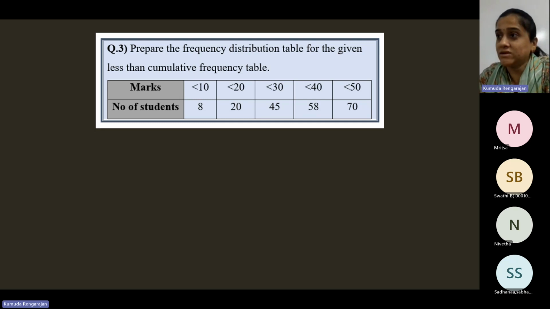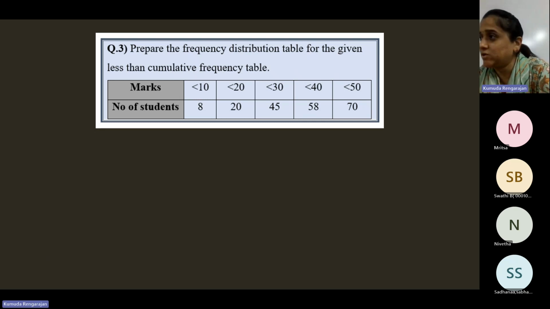But if you don't have class intervals, what do you have? Less than 10, less than 20, less than 30, less than 40. When you have the less than values and number of students, number of students looks so much like frequency for you. Only if it is class interval and number of students, then it is a frequency table. Now here you have less than 10, less than 20, less than 30. So this is a less than cumulative frequency table. Why less than? Because we have less than values.